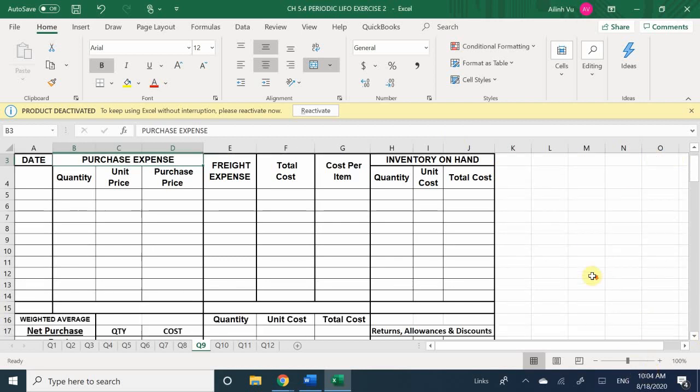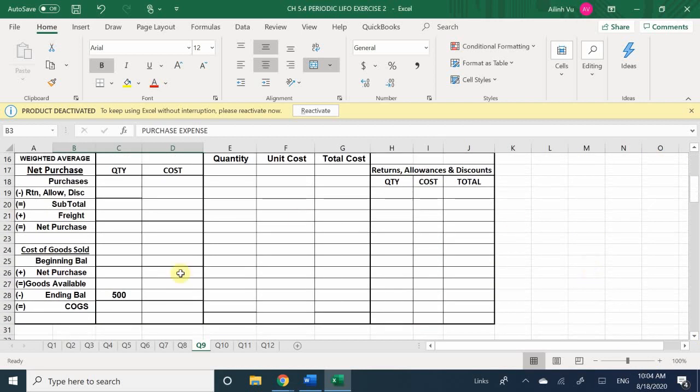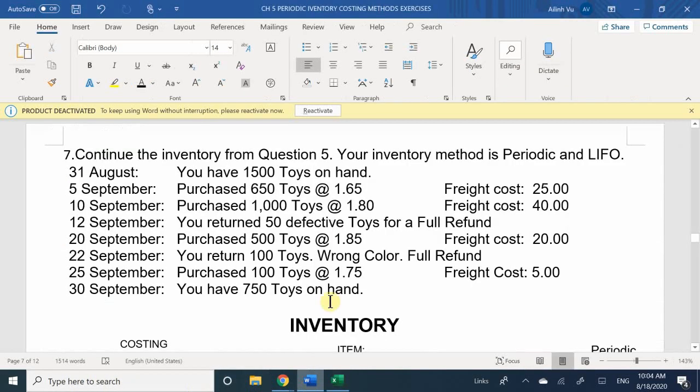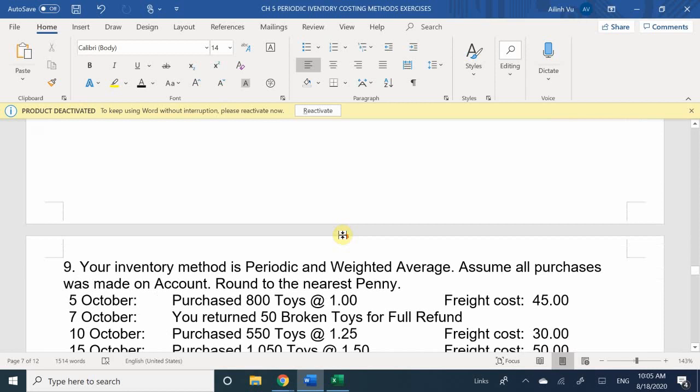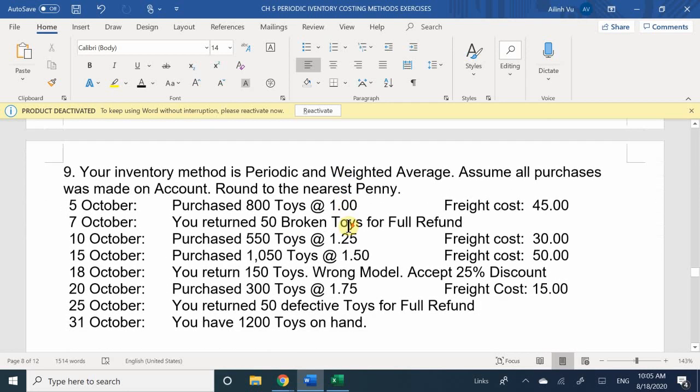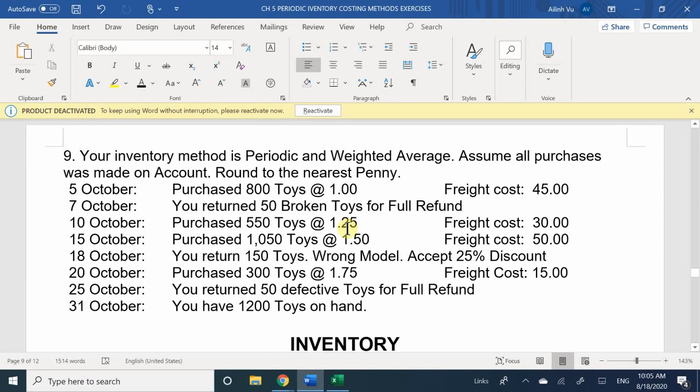Okay, so let me see. Everything looks good here. Let's go ahead and pull the next scenario in. So we just answered that one. Now question 9, all right? Your inventory method is periodic weighted average. Assume that all purchases were made on account. Round to the nearest penny.